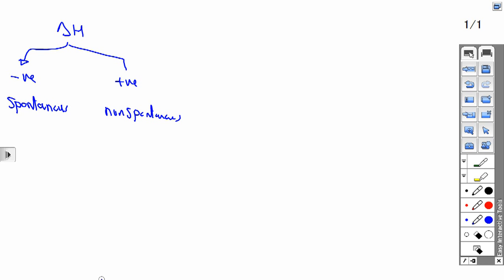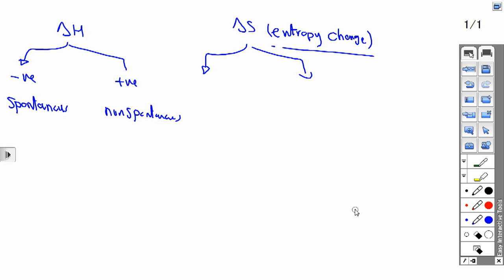Concerning delta H, if delta H is negative, the reaction is spontaneous according to enthalpy change, and if delta H is positive, it is not spontaneous. We have another factor that determines if the reaction is spontaneous or non-spontaneous. The second factor is delta S. You know that S is called the entropy, right? S is entropy, and delta S is entropy change.